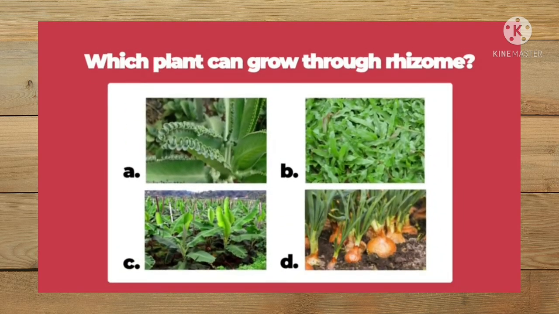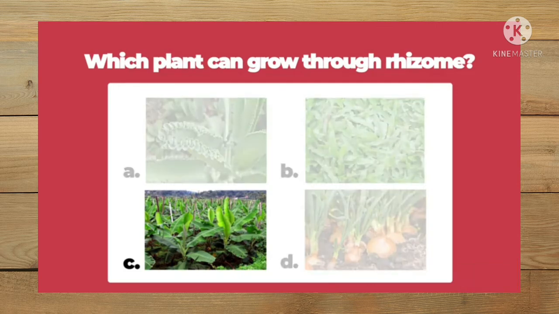Number 3. Which plant can grow through rhizome? A. Katakataka. B. Carabao grass. C. Banana. D. Onion. The correct answer is letter C, banana. Banana is an example of rhizomes.